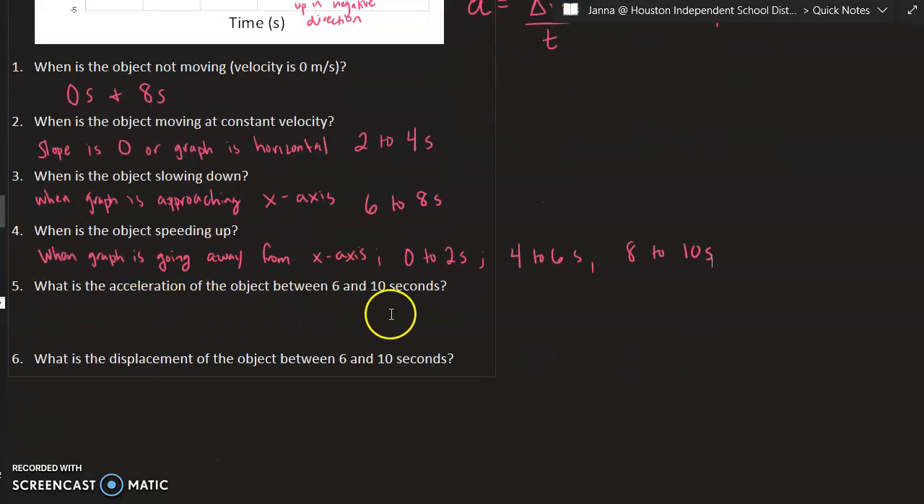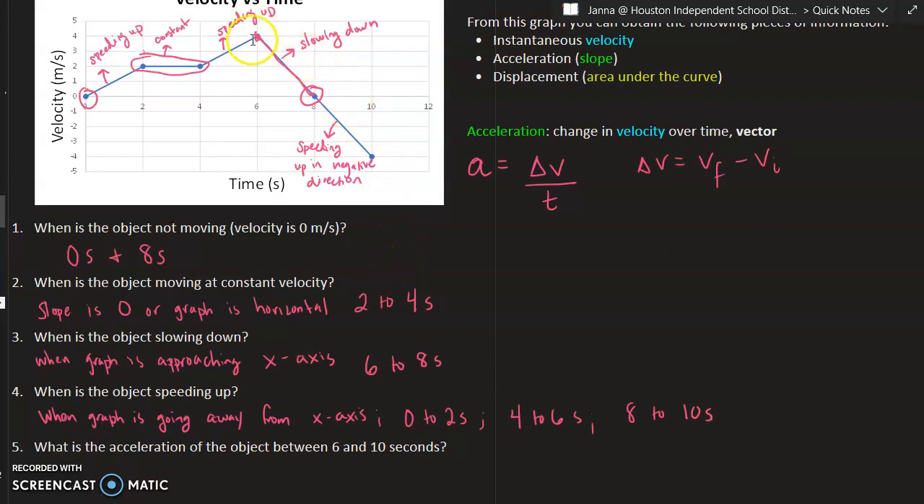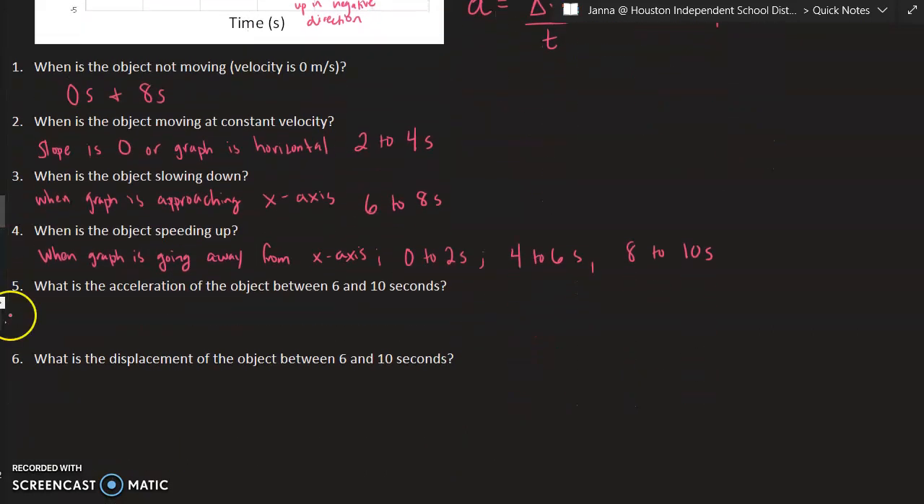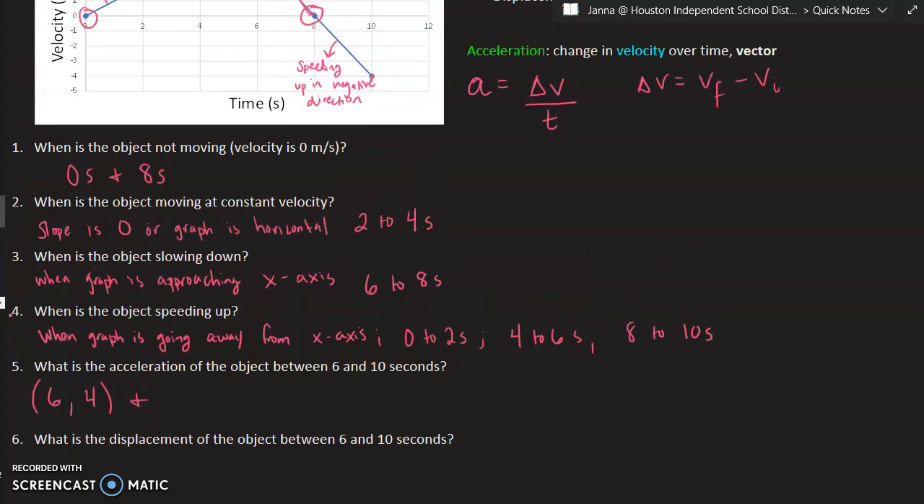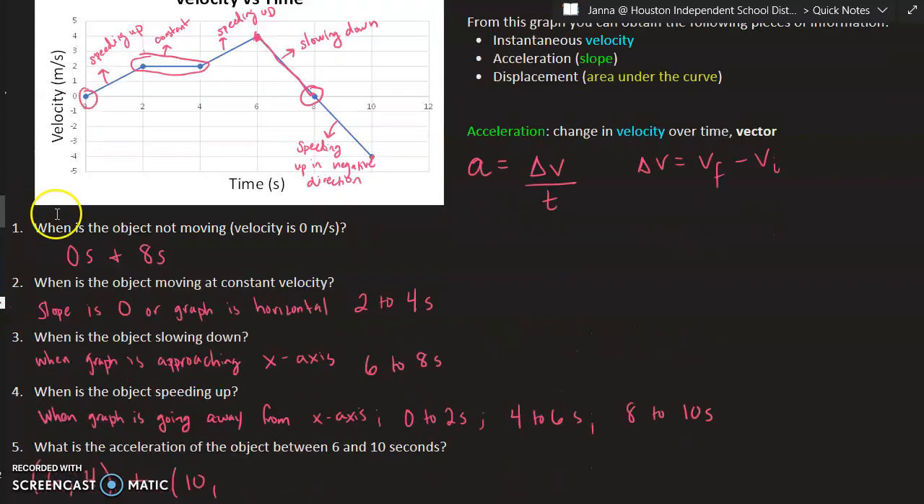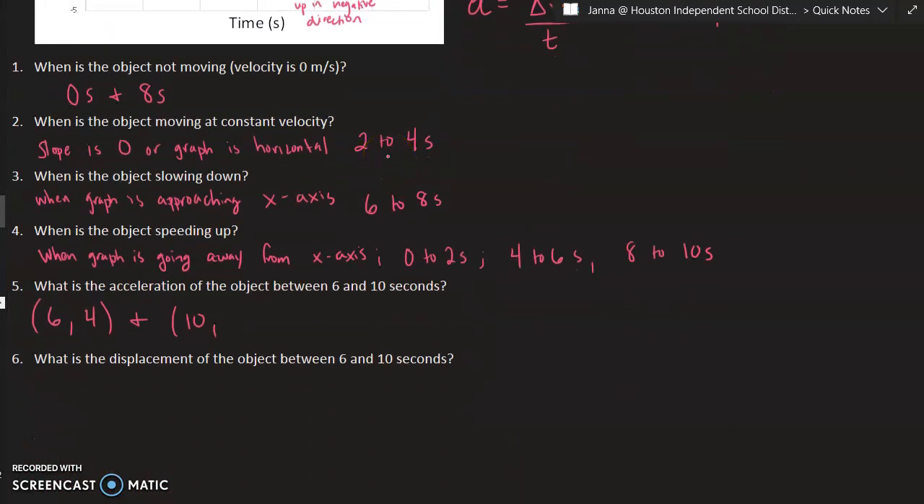Okay, what is the acceleration of the object between 6 and 10 seconds? So from here to here, we will calculate the slope. For this, we're going to need 2 data points. We need the xy coordinates for 6 seconds and for 10 seconds. So at 6 seconds, that's my x, so that's 6, 4. And at 10 seconds, the object is traveling at -4 meters per second. So to get the acceleration, we take the slope.